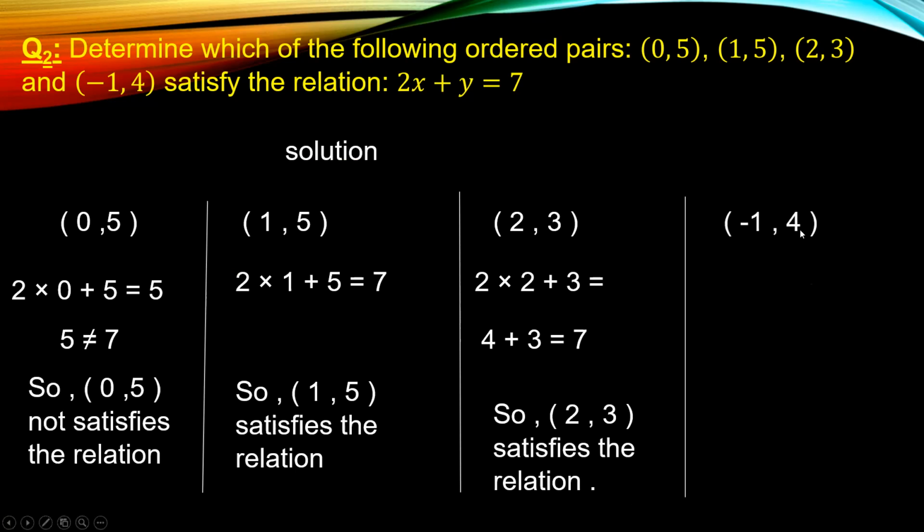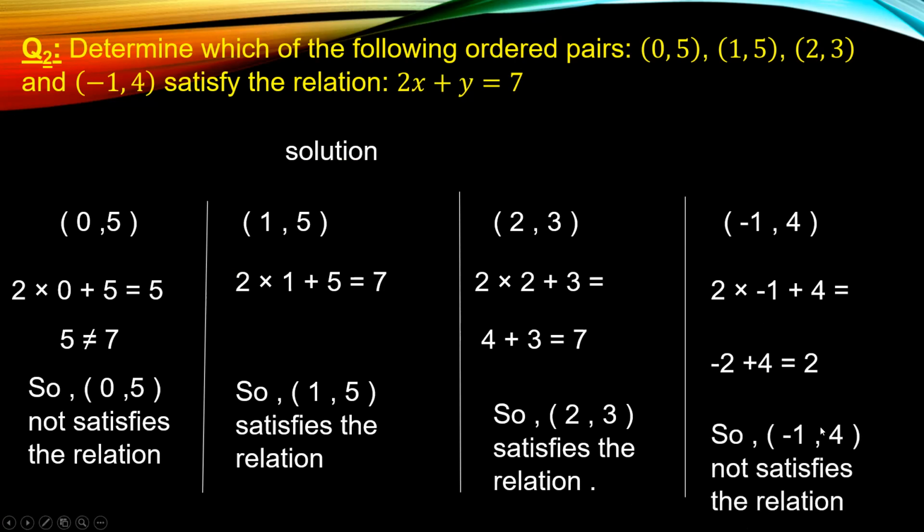Negative 1 and 4. So I can say that 2 times negative 1 plus 4. 2 times negative 1 equals negative 2, plus 4. Negative 2 plus 4 equals 2. So here the result is 2 and here the result is 7. So the ordered pair negative 1 and 4 does not satisfy the relation.